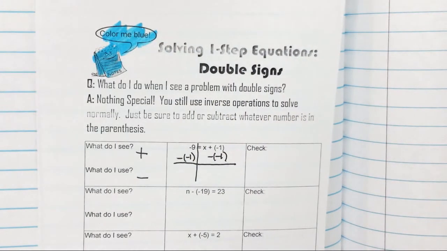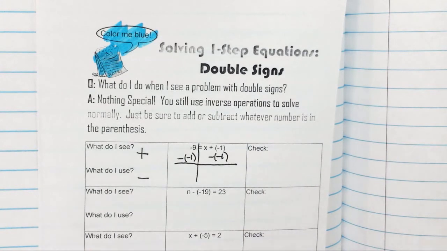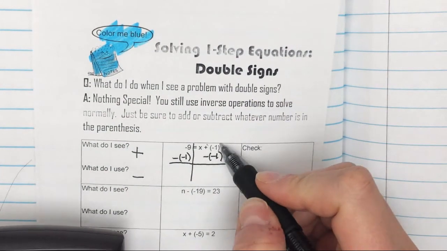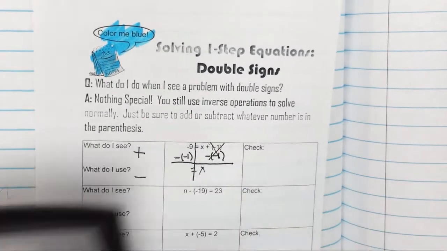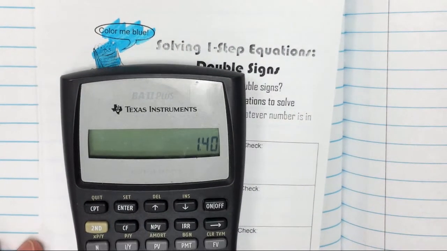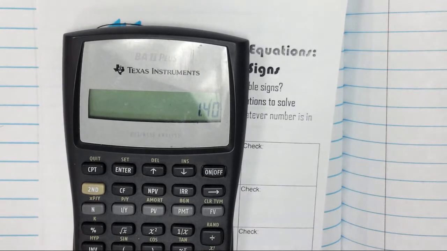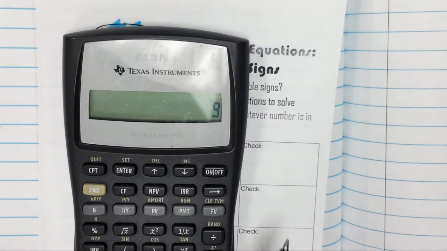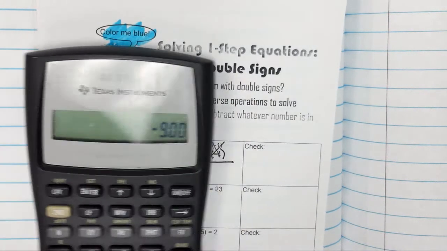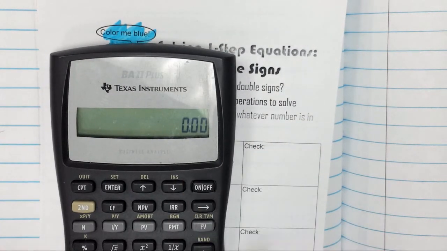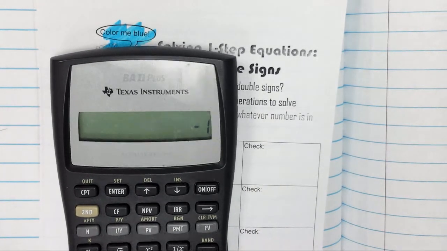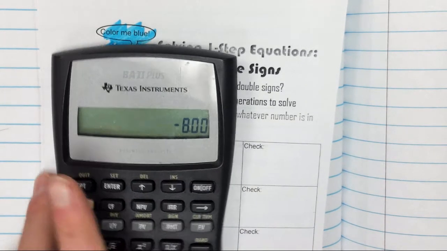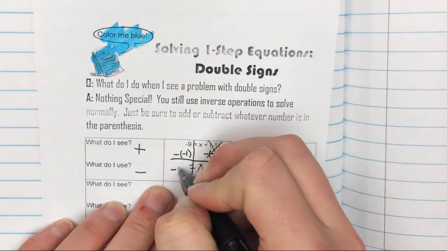And when I do that, I can use my calculator to help me. These two are going to cancel out, and I'm left with an x on the right. And then on the left, if you're still fuzzy about integers, it's okay, you can use your calculator. So I have negative 9 minus a negative 1, and that gives me negative 8. So my answer is negative 8.